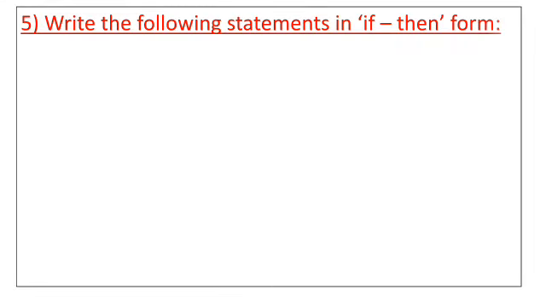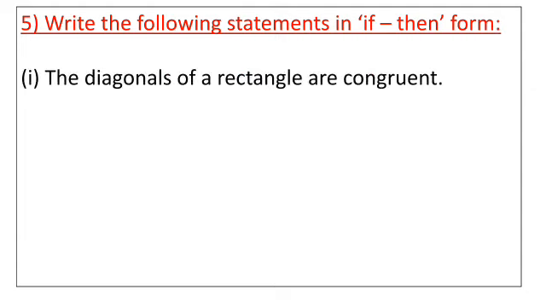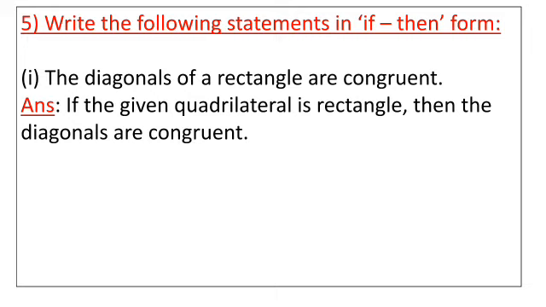Write the following statement in if-then form, meaning conditional form. The diagonals of a rectangle are congruent. Answer: if the given quadrilateral is a rectangle, comma, then the diagonals are congruent. Before "then", you have to put a comma.